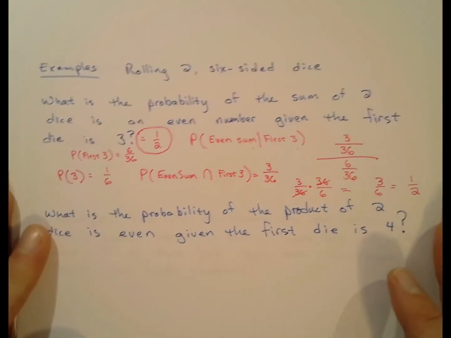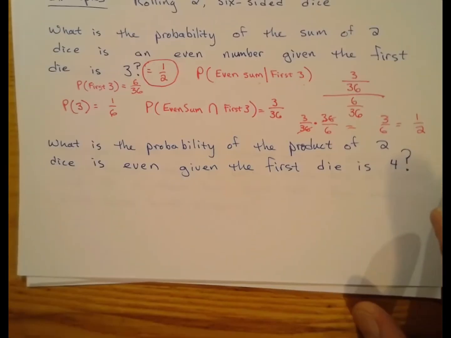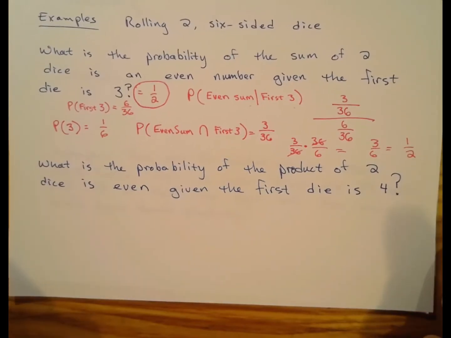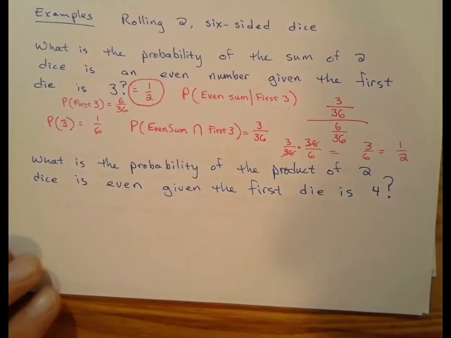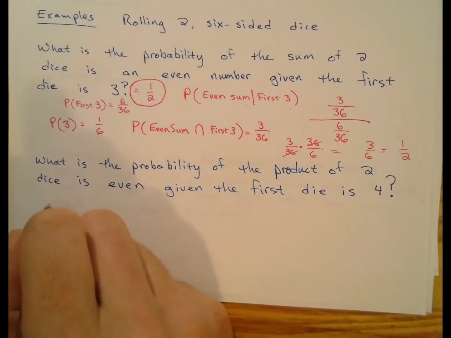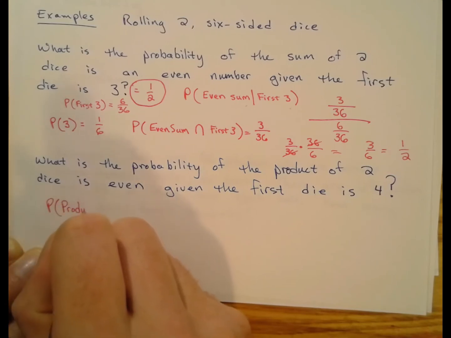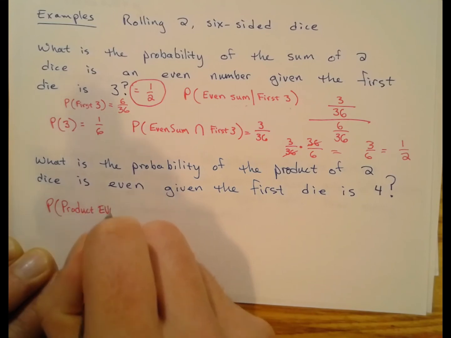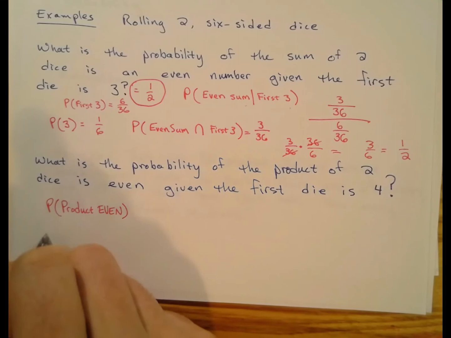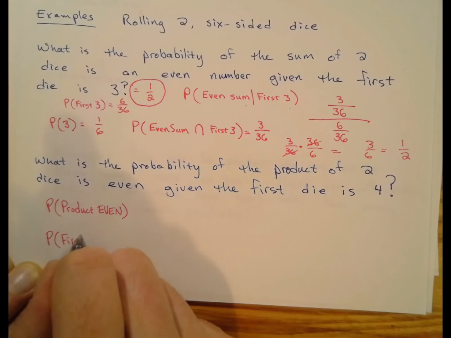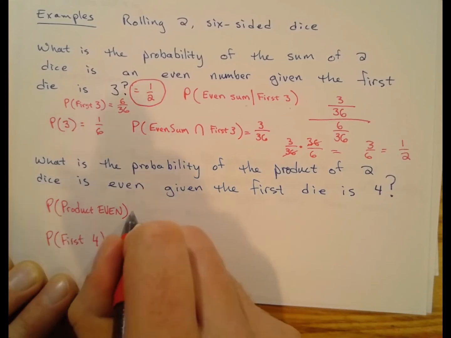Okay, this last example from this section. What is the probability that the product of two dice is even, given that the first die is 4? So let's define these two events: product even, and first die is 4.